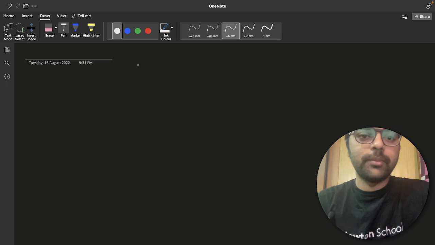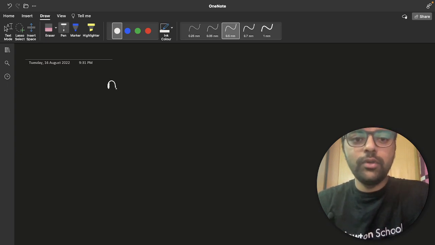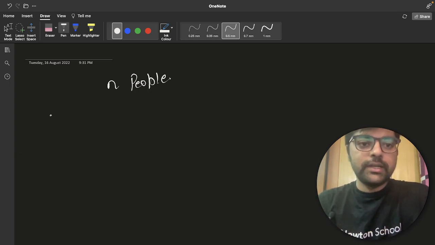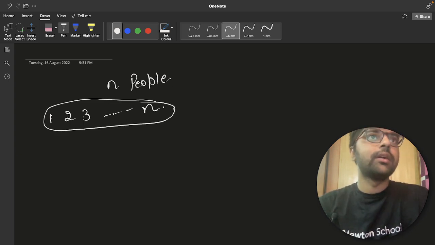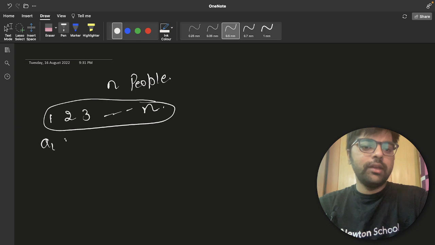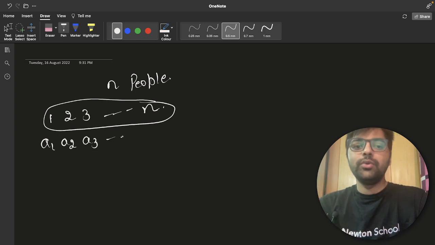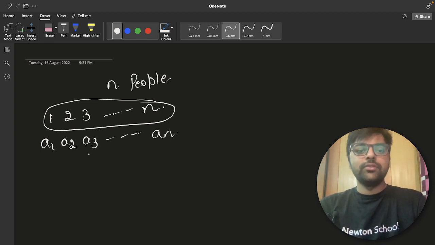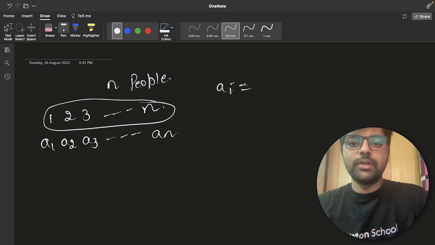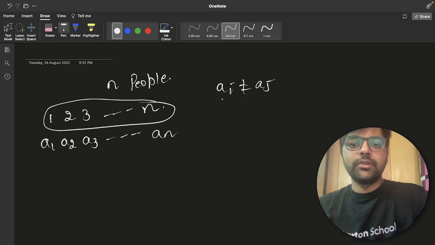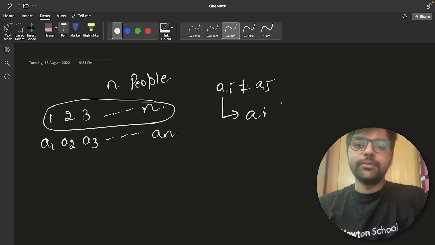So there is a fighting tournament and n people participate. Their indices 1, 2, 3, 4 up to n are given. And there is a strength of these people given, that is a1, a2, a3 up to an. All the strength values are different, so ai is not equal to aj, it is given. And the array a is a permutation of length n, a itself is a permutation.